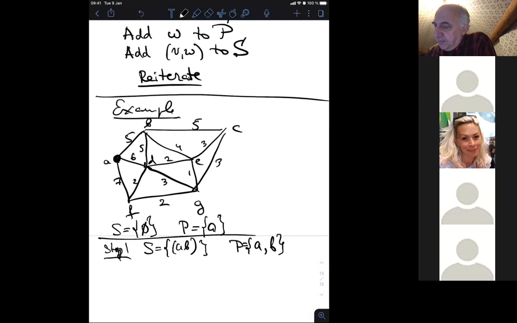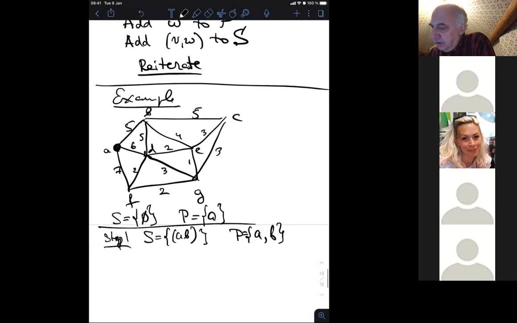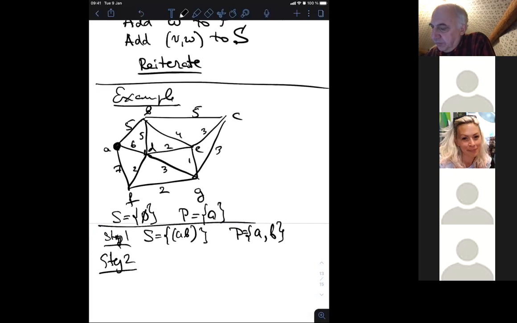Okay, now from the pair of vertices A and B, we have to choose the edge of the minimal length connecting it to the outside, to C, D, E, F, G. So step 2 would be, the minimal length would be the edge BE here. It has weight 4. So S would be AB, BE, and the vertex set would be ABE.